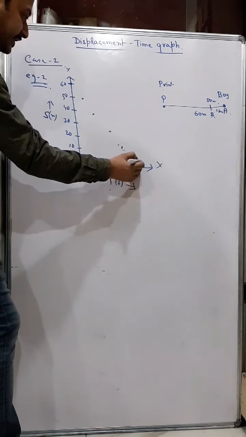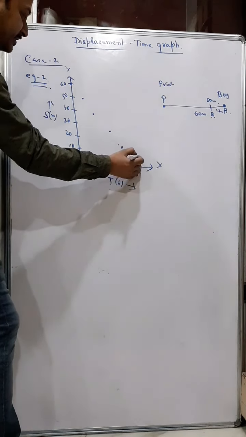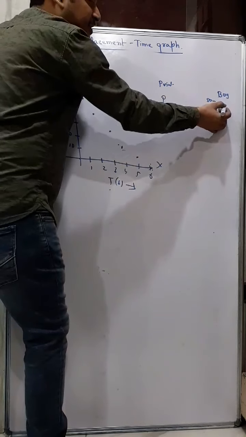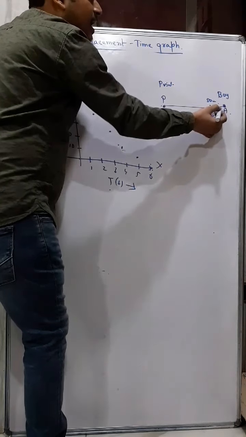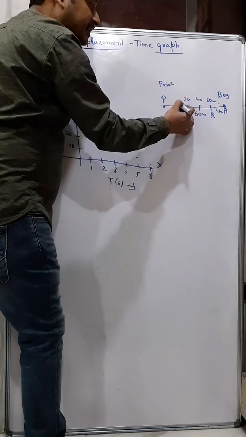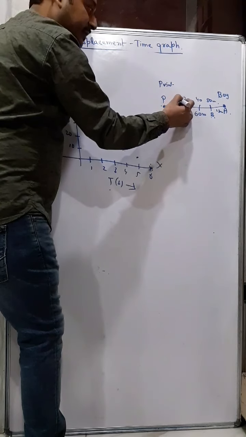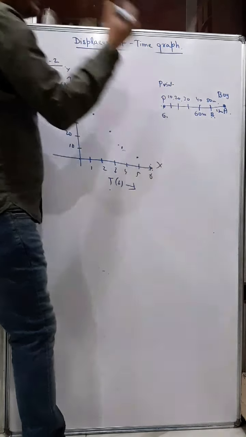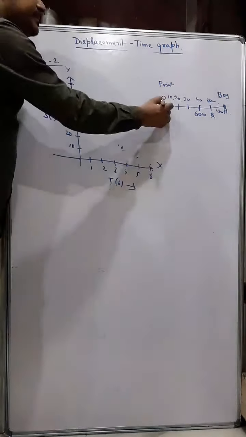And after 5 seconds the displacement is 10. And after 6 seconds the displacement is 0. That means the boy has reached the same point. So initially the displacement of the boy was 60 meters. After 1 second the displacement is 50. After 2 seconds it is 40. After 3 seconds it is 30. After 4 seconds it is 20. After 5 seconds it is 10. And at the 6th second the displacement is 0.